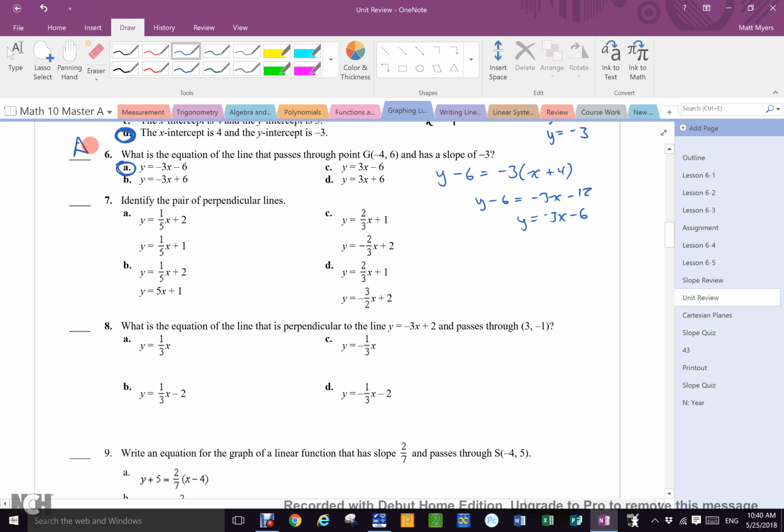What do I know about perpendicular lines? Opposite and reciprocal. Where does slope live in all of these forms? In front of x. Are those opposite reciprocals? No. Are those opposite reciprocals? No, they're reciprocals, they're not opposite. Are those opposite reciprocals? They're opposite, not reciprocal. So it must be D.